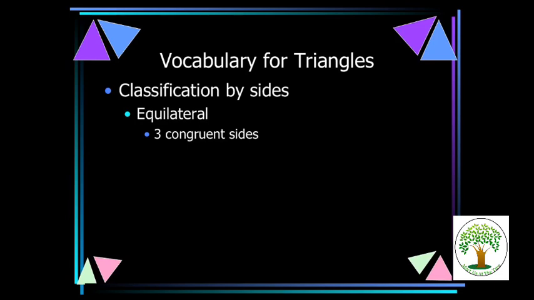We're going to move down now to the isosceles one. The isosceles, we're going to actually go in descending order. We started with three congruent sides. Now we're moving down to two congruent sides.